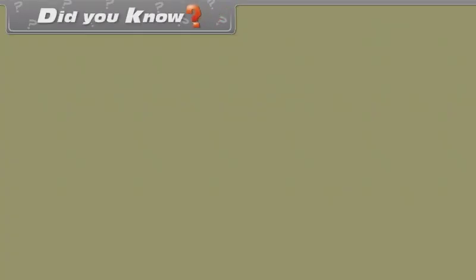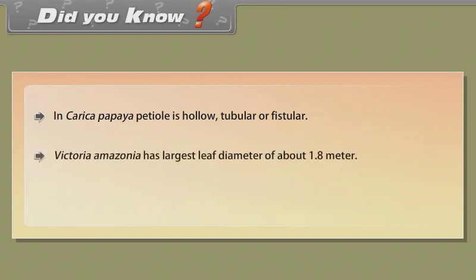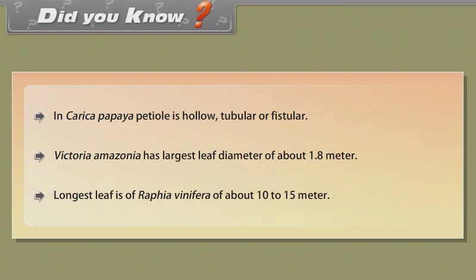Did you know? In Carica papaya, petiole is hollow, tubular, or fistula. Victoria amazonica has the largest leaf, with a diameter of about 1.8 meter. The longest leaf is of Raphia vinifera, of about 10 to 15 meter.